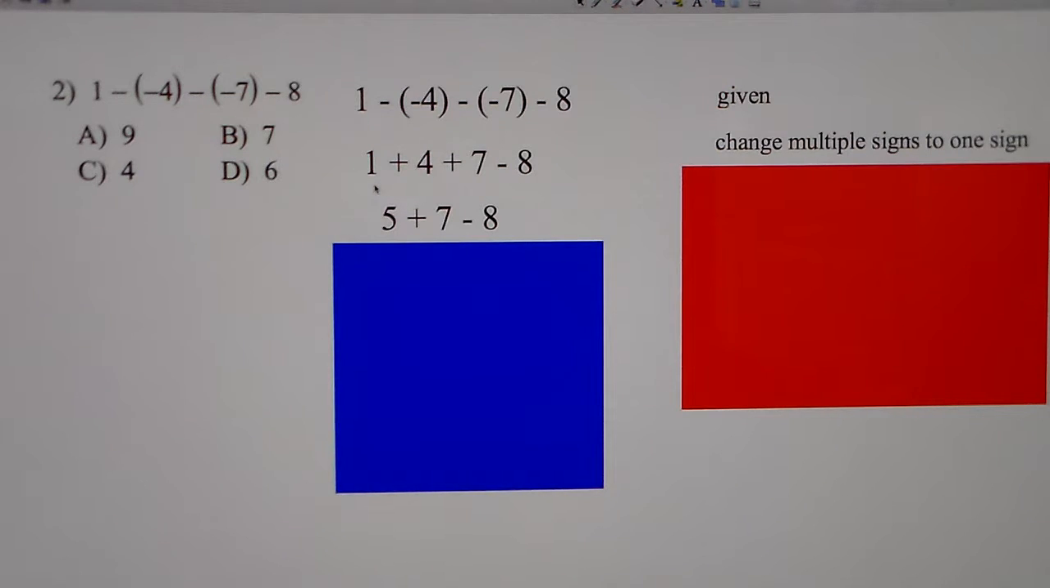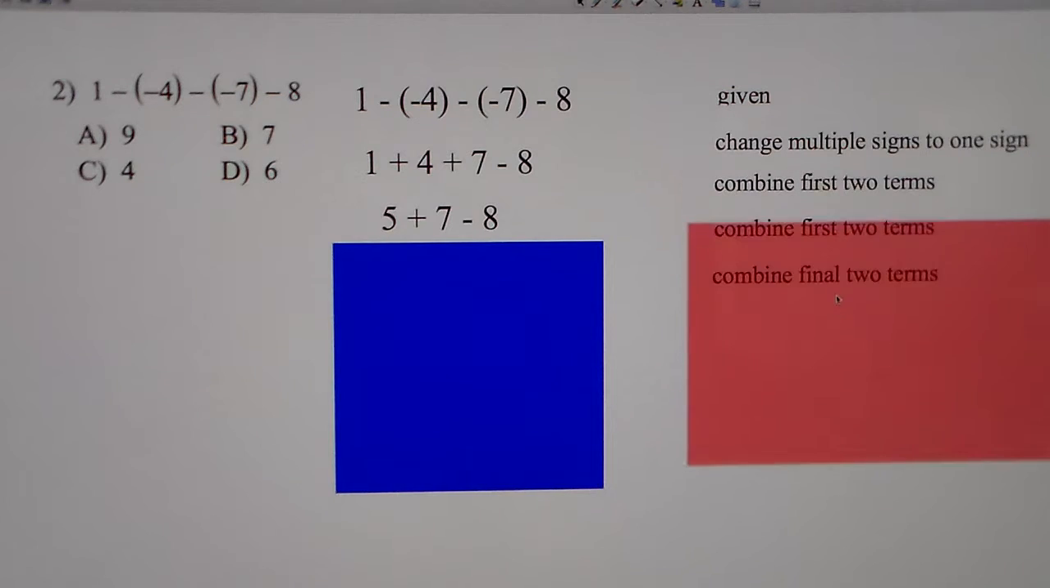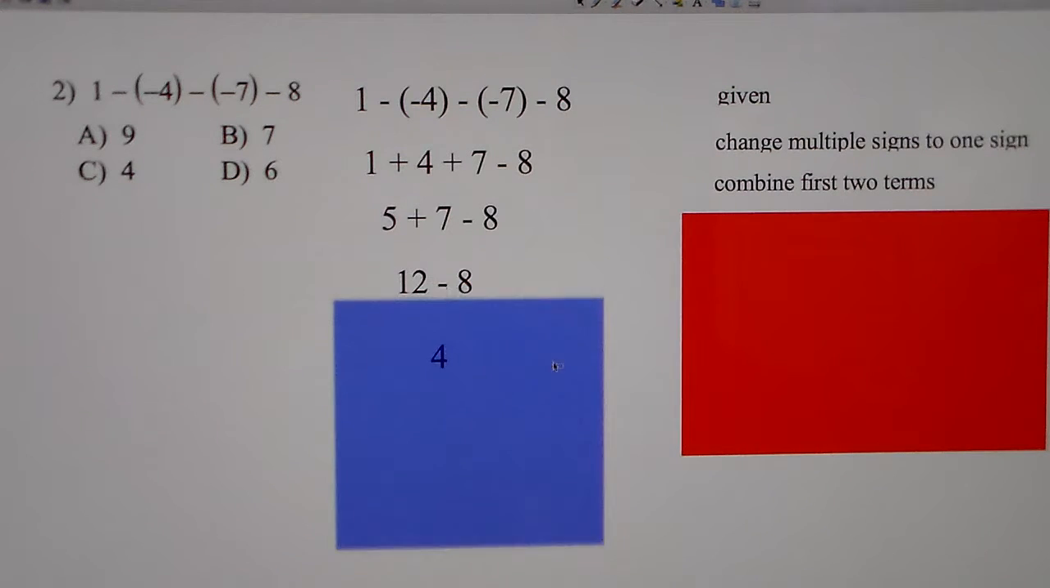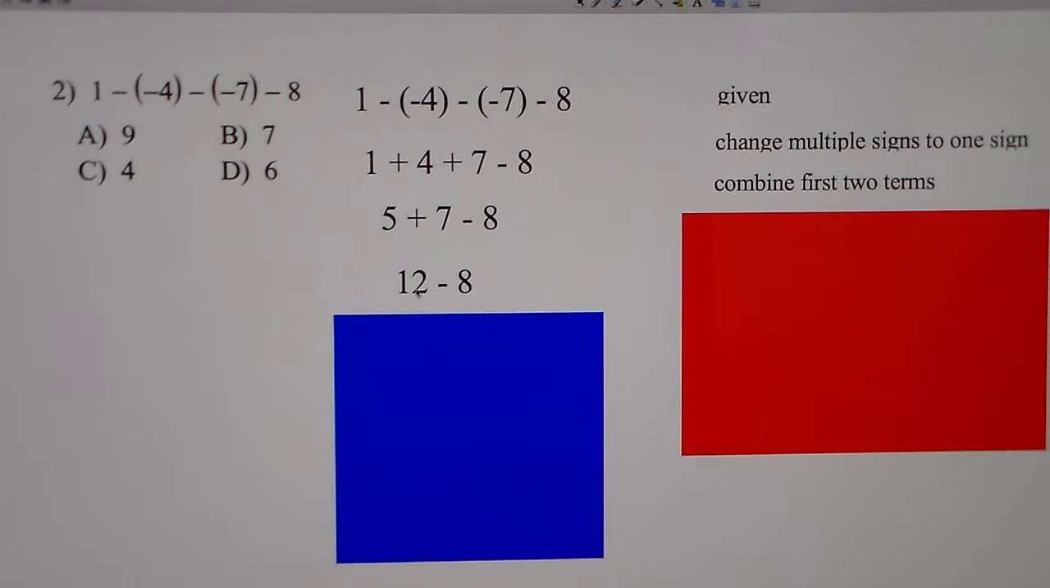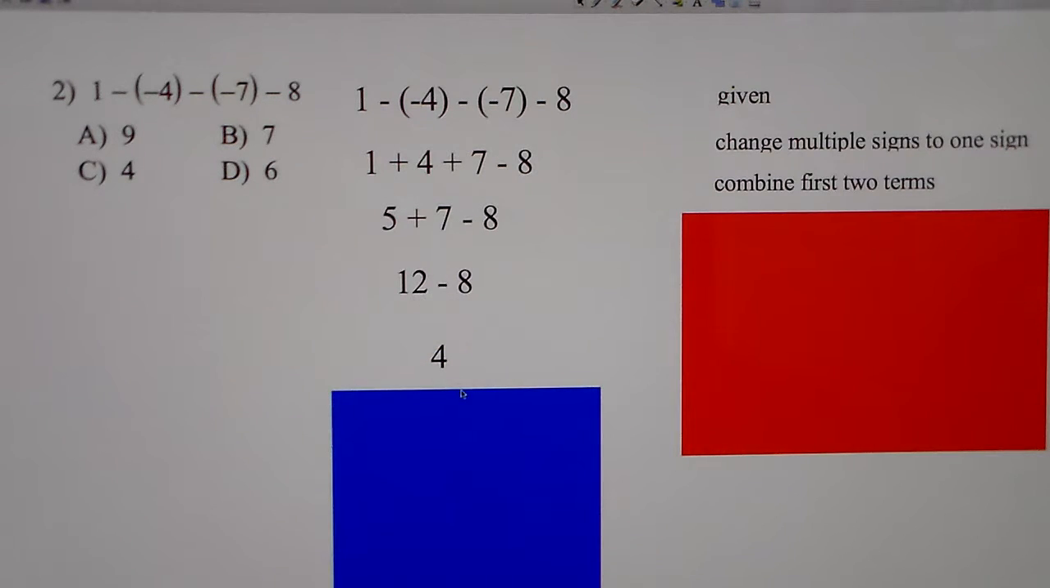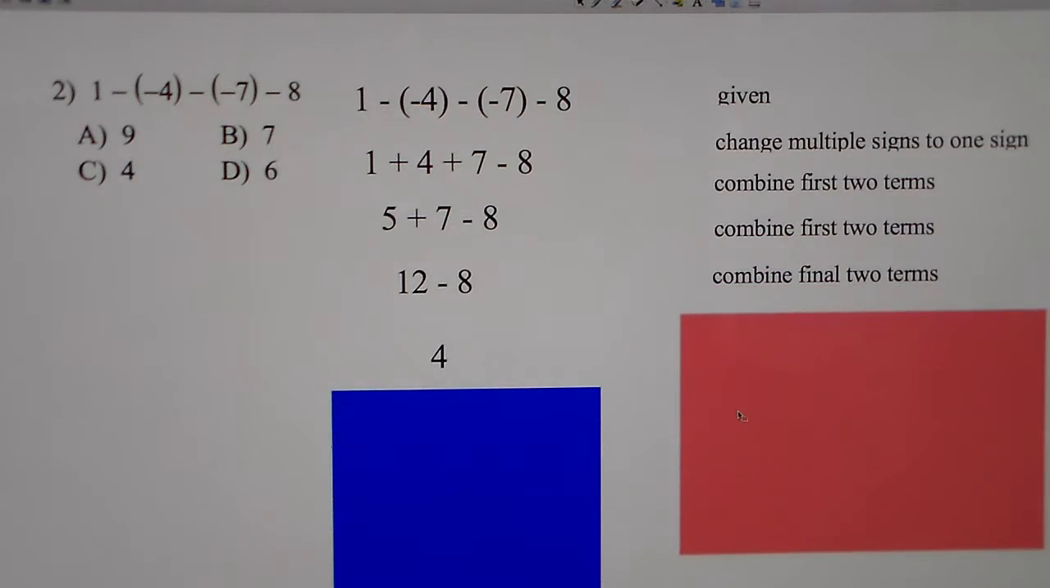Then we add these first two terms. 1 plus 4 gets you 5. Carry down the +7. Carry down the -8. 5 plus 7 gets you 12. Carry down the -8. 12 minus 8 gets you 4. And these are the steps.